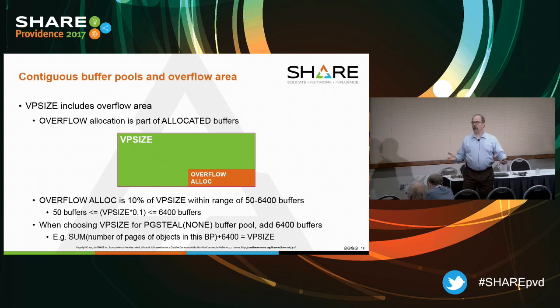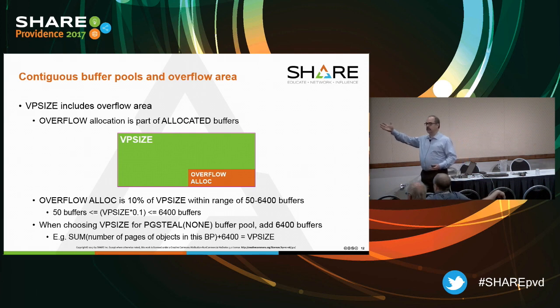So if you're working with large buffer pools, just figure out how large the objects are that you want to be in here, and then add 6,400 and make that the VP size, right? And so that's the range, and then at the very bottom here I give you the sum of the pages of the various objects plus 6,400 VP size, and then you'll be fine. So what's going to happen is DB2 will load all the objects into the green area here and save the overflow in case some of those objects start growing.